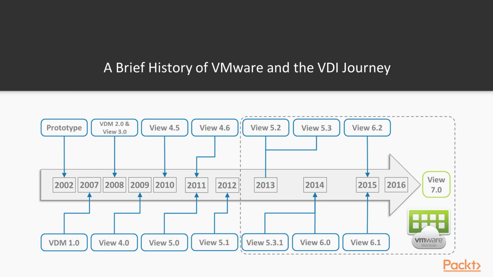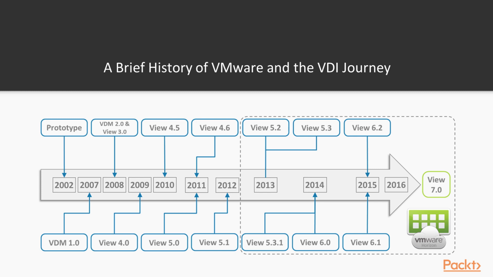The released product was called Virtual Desktop Manager, or VDM. 2007 was a busy year, and it also saw VMware acquire ProPro for $25 million in order to accelerate their connection broker development, leading to the VMworld announcement and release of VDM version 2 in January 2008.